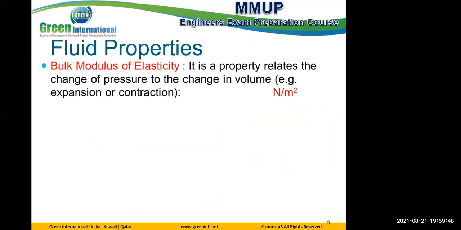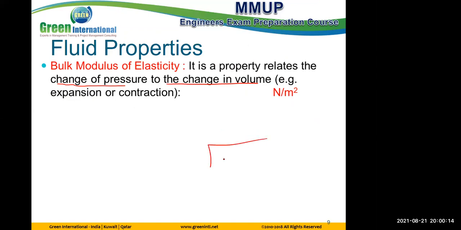Bulk modulus of elasticity. This is also a property, but what does it refer to? This property refers to the change of pressure relative to the change in volume. To put it simply, it measures the elasticity of a fluid. What's the meaning of that?